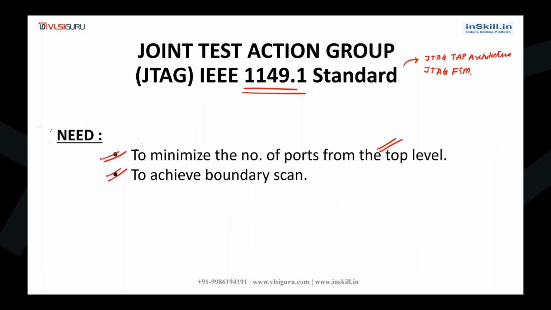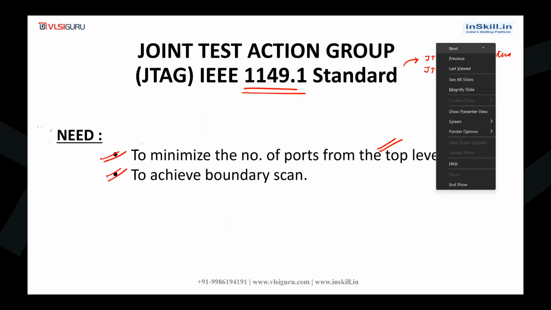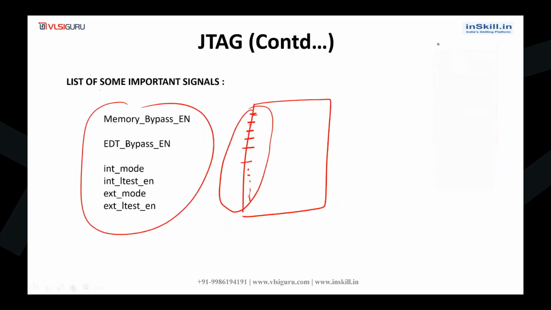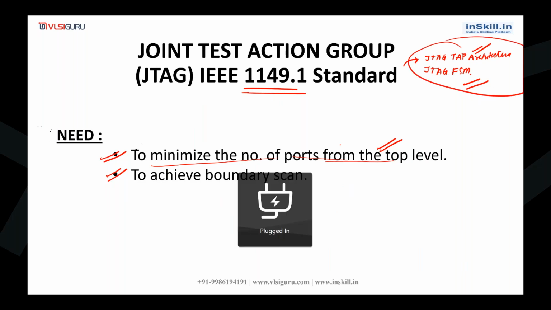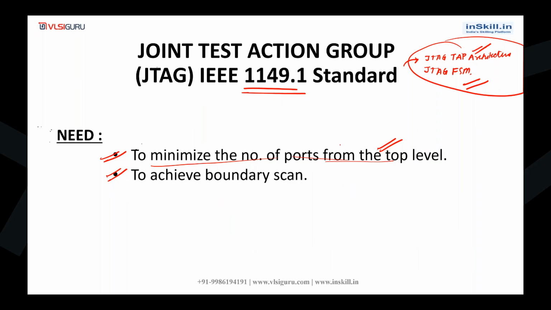While understanding the various states in the JTAG FSM as well as the JTAG TAP architecture, simultaneously we will also try to understand how with the help of JTAG you are able to internally control the static signals and minimize the number of ports from the top level. And then with the help of JTAG, we will also be able to achieve boundary scan.